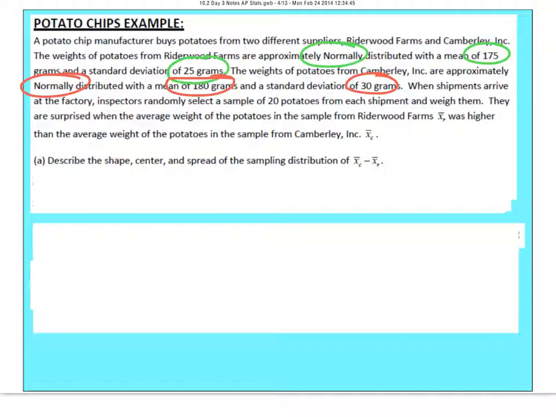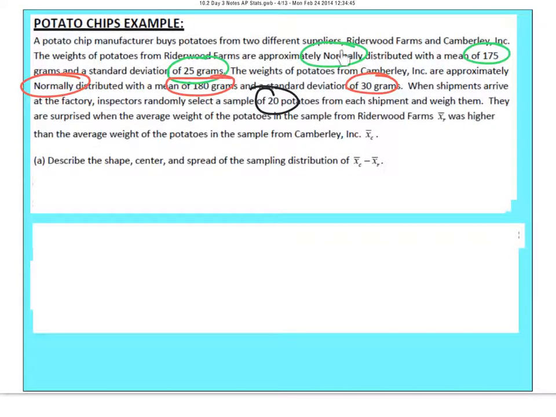When shipments arrive at the factory, inspectors randomly select a sample of 20 potatoes from each of the shipments and weigh them. They're surprised when the average weight of the potatoes in the sample from Riderwood was higher than that from Camberley. Let's describe the shape, center, and spread of the sampling distribution.